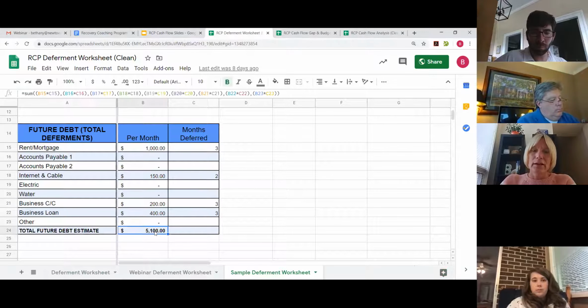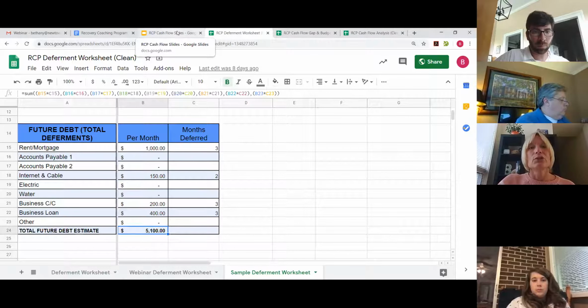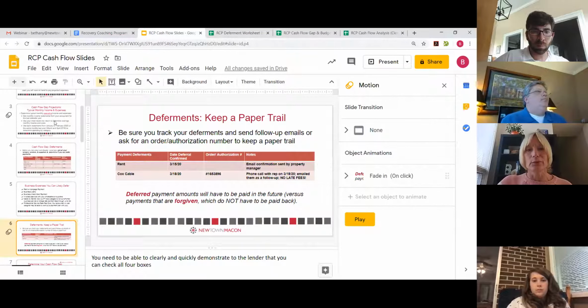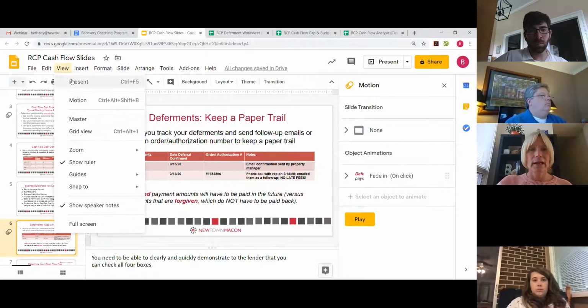So they are going to have some future debt that they're going to need to think about addressing after you get past the first quarter or so here. So this worksheet will also help you keep that number in mind as you negotiate these deferments. Because as we keep working with you guys moving forward, part of your business plan is going to have to be generating enough income to address this future debt. So let me go back here.